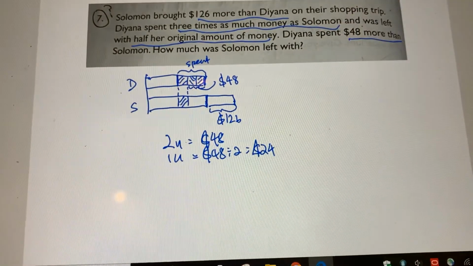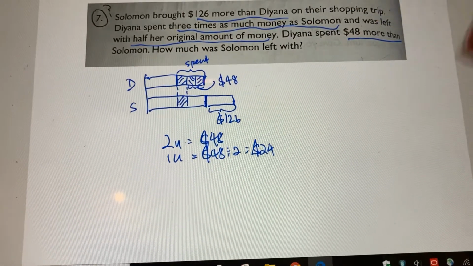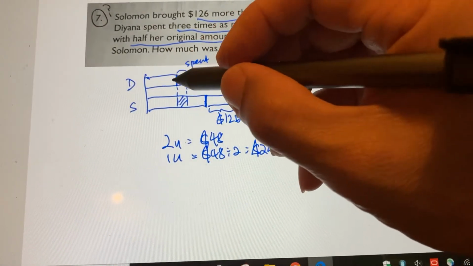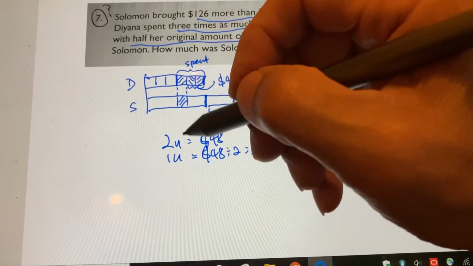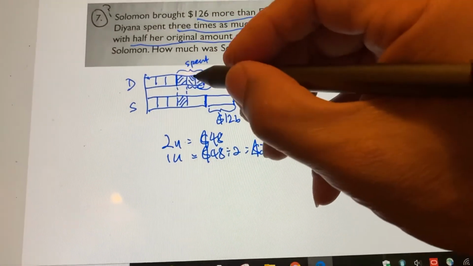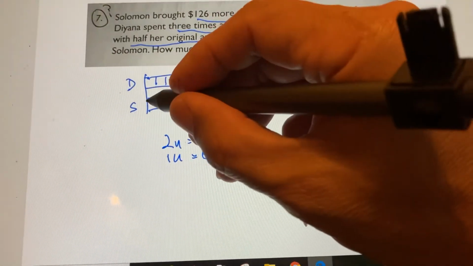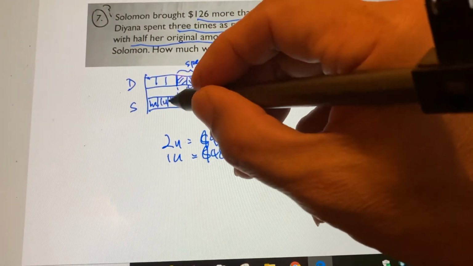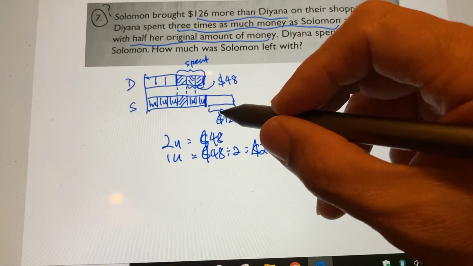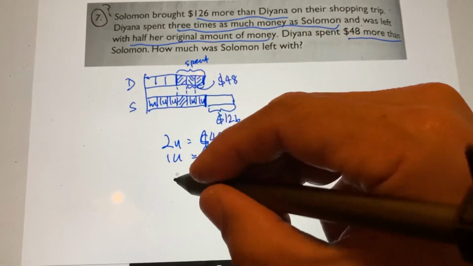Let's look at the question again. How much was Solomon left with? If you compare down here, Diana spent half of her money, so this would be the rest of the half, which is another 3 units that she's left with. If you draw this back here, this would be the amount that Solomon was left with, and this one you can dot down through here. This is additional money. This was the amount that Solomon spent, so we leave it out. So Solomon was left with 1 unit, 1 unit, 1 unit, 1 unit, 1 unit, plus the original $126 more than he had compared to Diana. Altogether, you see 1, 2, 3, 4, 5 units.